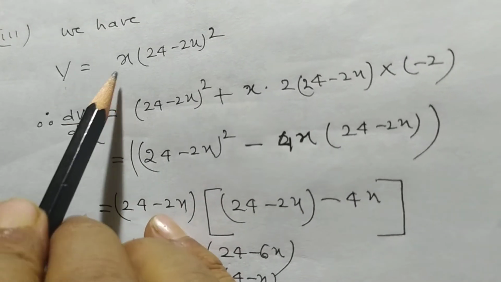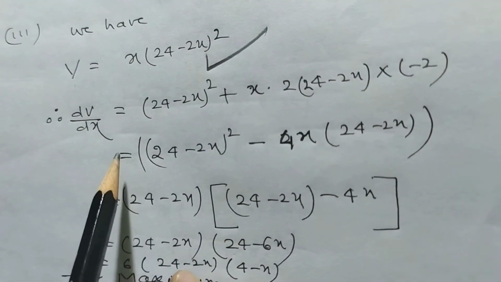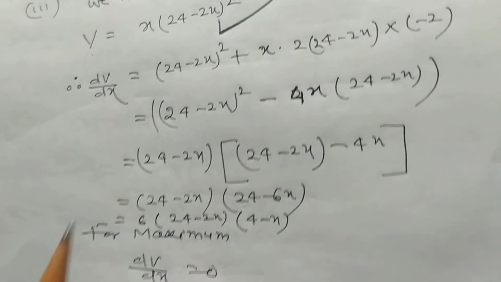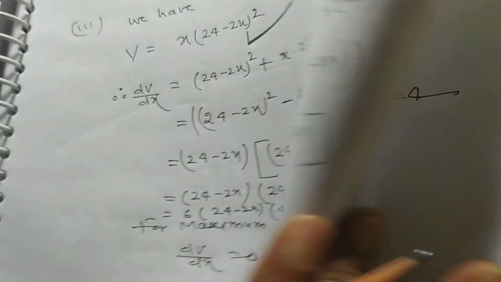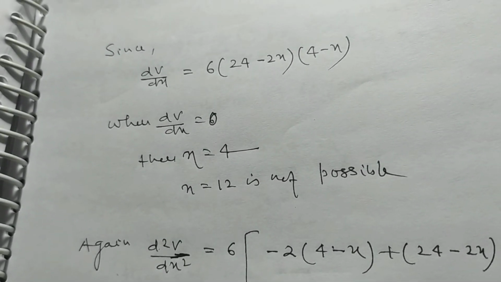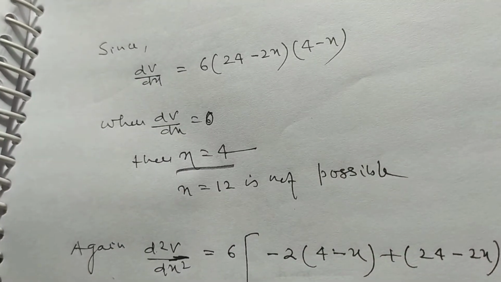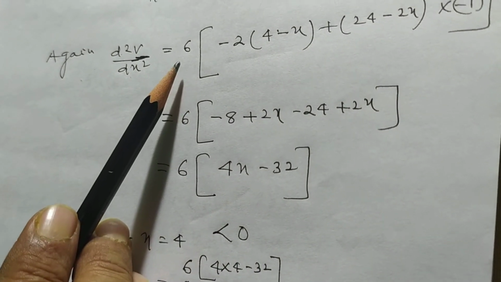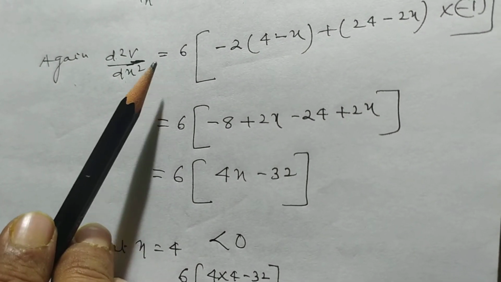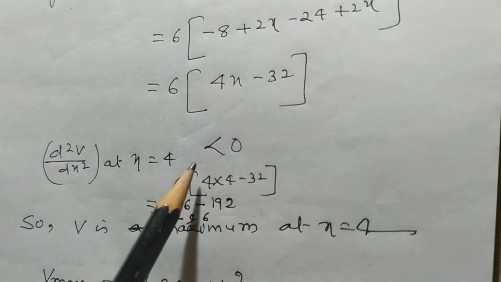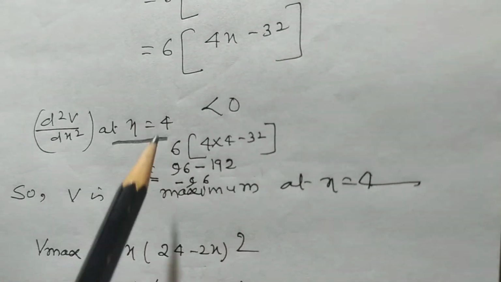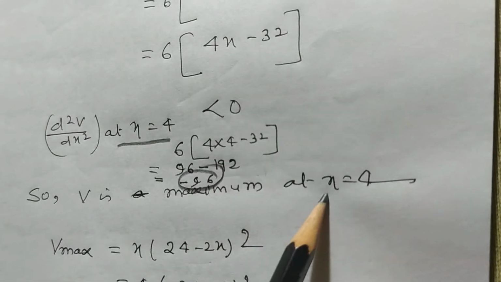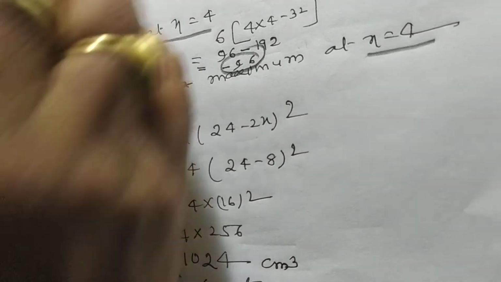We have V is equal to x into 24 minus 2x whole square, and we will differentiate it. Then we will get this answer. So we want to show this is maximum volume. So put dV by dx is equal to 0, and by putting dV by dx equal to 0 we get x is equal to 4. So again d2V by dx square. By putting the value of x is equal to 4 in d2V by dx square, we get the value of d2V by dx square at x is equal to 4 is negative. So V is maximum at x is equal to 4. This you have to show.